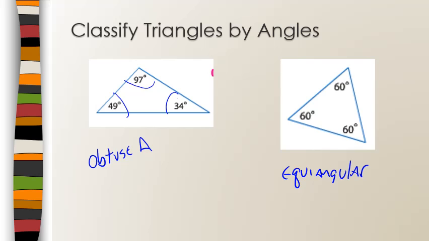Equiangular. All right. So we've got acute triangles, obtuse triangles, equiangular triangles, which is hard to say, and right triangles.